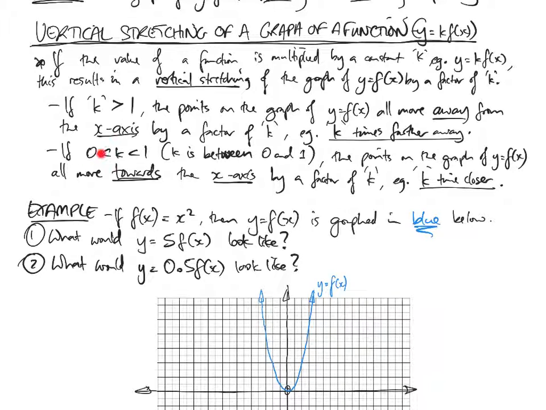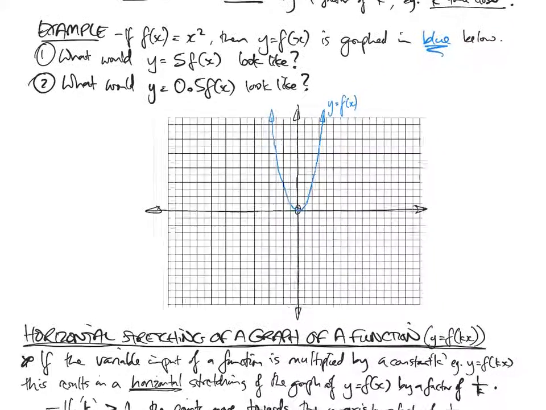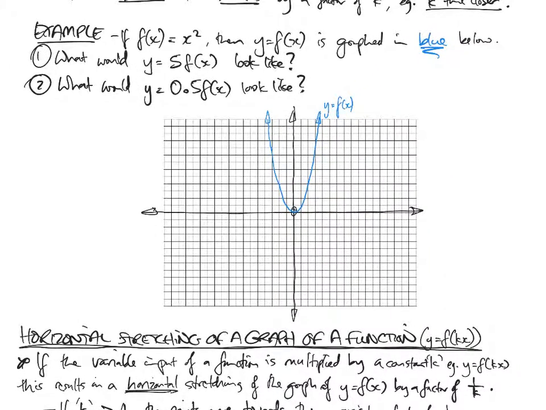If k is between 0 and 1, it's never going to be negative in this case. Negative of a function comes in later in the last transformation. If k is between 0 and 1, the points on the graph of y is equal to f of x all move closer or towards the x-axis by a factor of k. E.g., they move k times closer to the x-axis. So that's a vertical stretching, well, a squeezing towards the x-axis. So let's run an example of this, because that's a bunch of words again that may be difficult to understand until you see it in action.